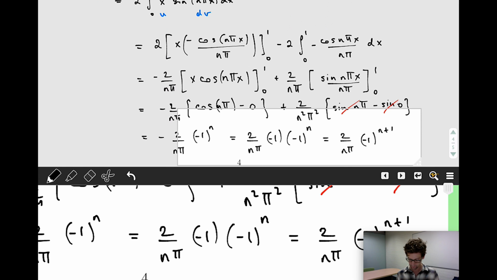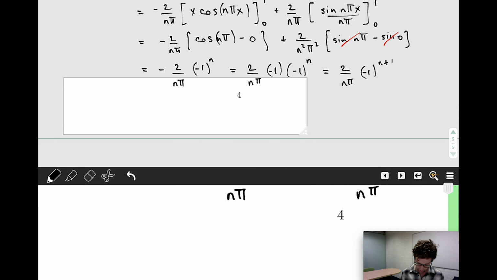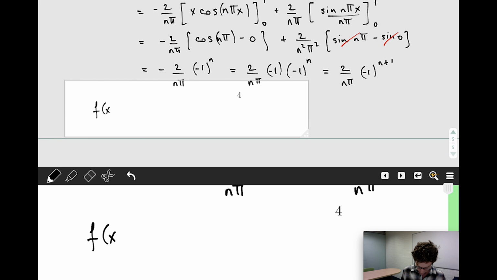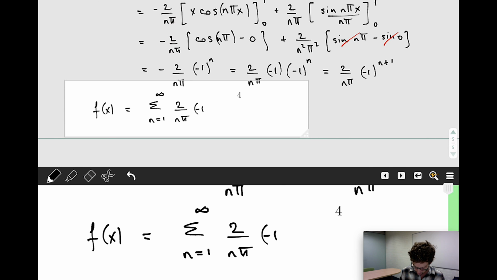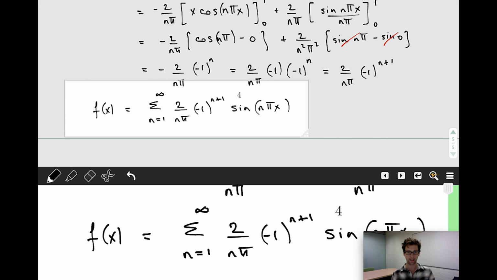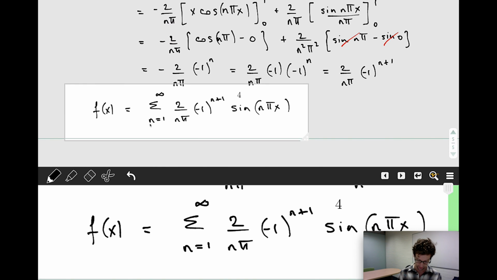Okay. So my Fourier series then is going to be f of x is equal to the sum from n equals 1 to infinity of 2 over n pi, minus 1 to the power of n plus 1, sine n pi x. So there's no cancellation here, so I'm going to have to include all values of n, both odd and even. Now in the next part of this question, we're asked to see what happens to this function at x equal to 1. So let's take a look.